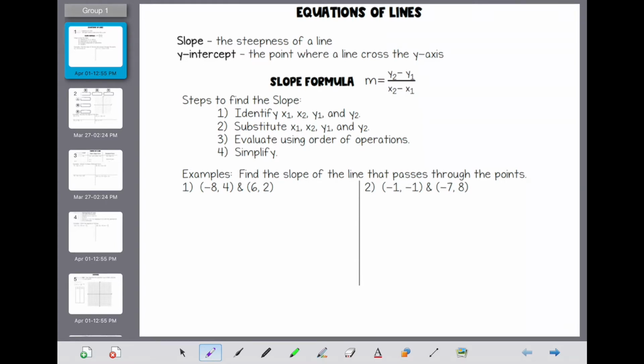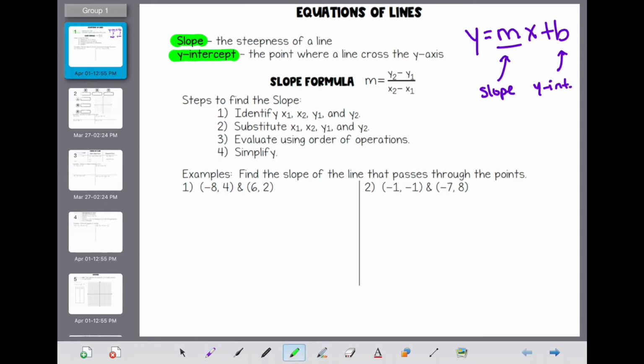Two words that we need to remember are slope and y-intercept. An equation of a line refers most commonly to the equation y equals mx plus b. M stands for slope and b stands for y-intercept. These are the two parts of a line that you need to know, and that distinguish one line from another.